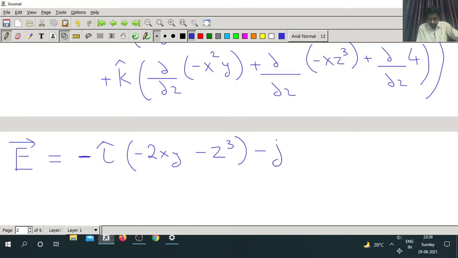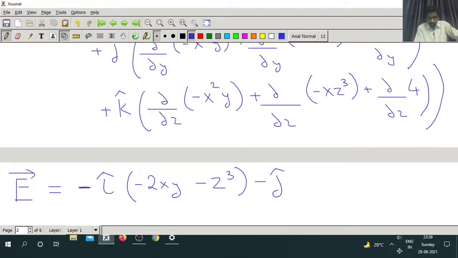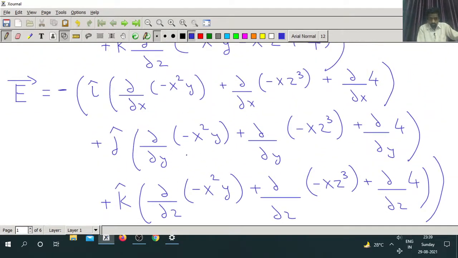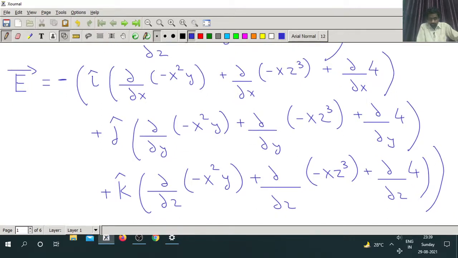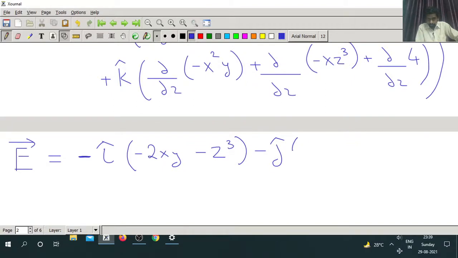Again we will get this minus j cap because we have taken it as common. Differentiation of y with respect to y is 1, so this will be minus x square, and the remaining things are 0. Differentiation of 4 with respect to x is 0, with respect to y is 0, and when we use the uv formula this will also be 0, so minus x square will remain.